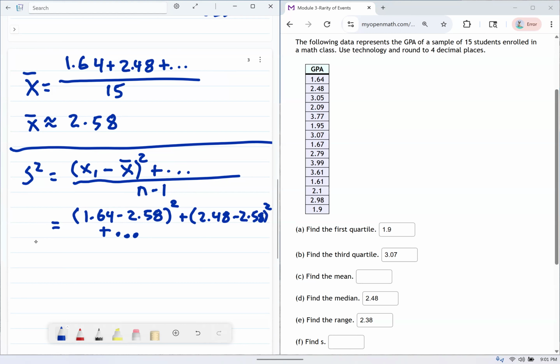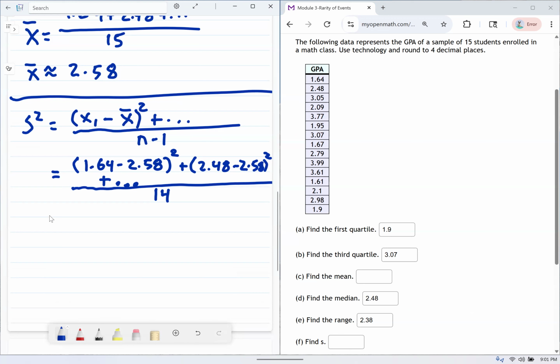In the previous part, when I was finding the average, I divided by the number of terms, 15. I'm going to divide by one less than that here, 15 minus 1, giving me 14 in the denominator. When I did this in my calculator, and it took me a while to do so, I got 0.6516.